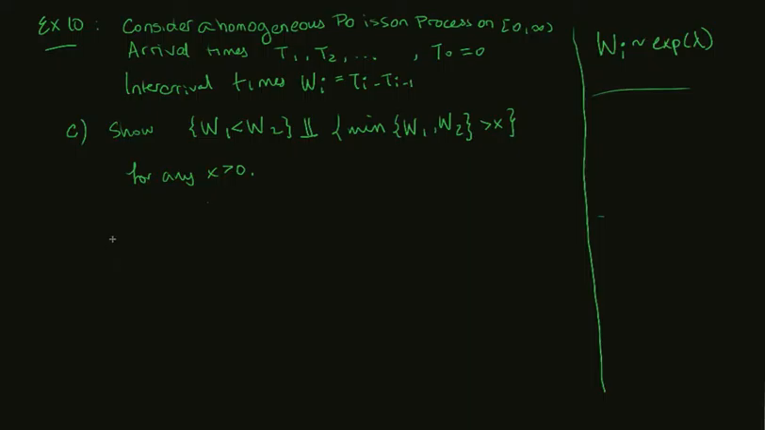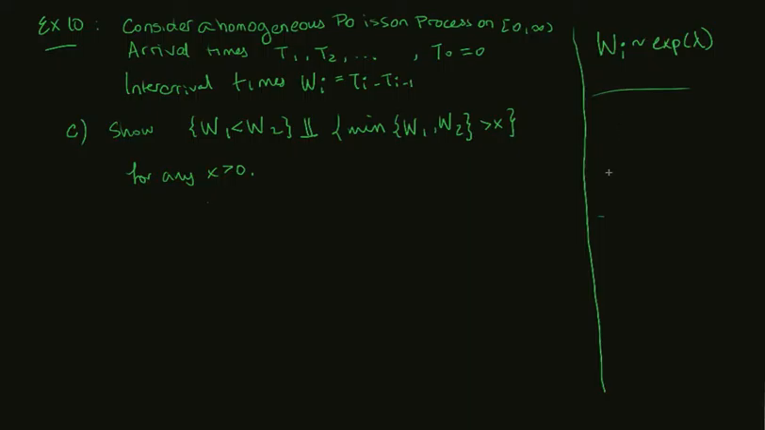So whether or not the smallest of W1 and W2 is greater than some value will not impact which of them is greatest or smallest. That's what we can conclude from this. So how do we show this?